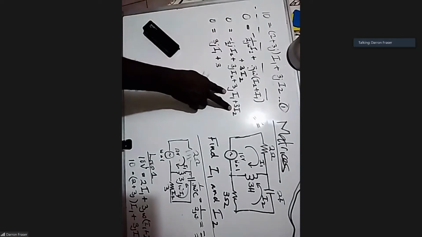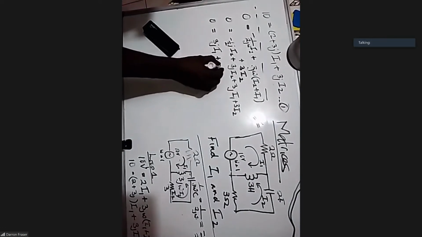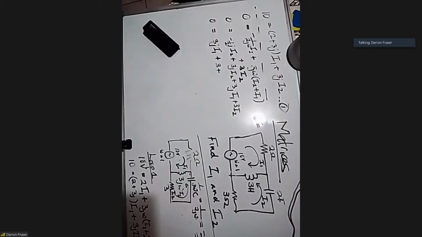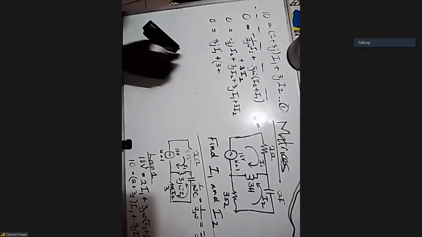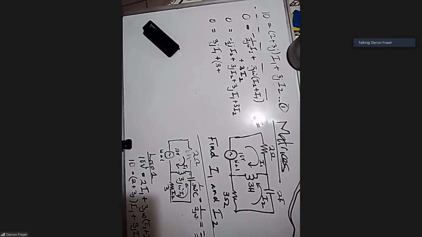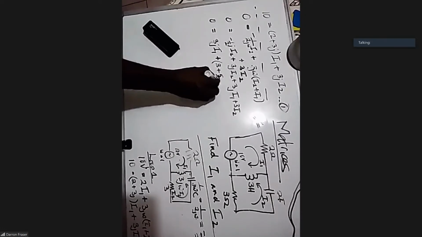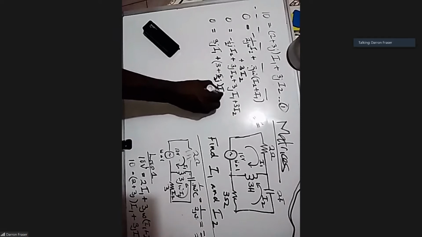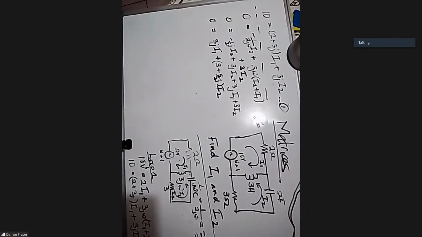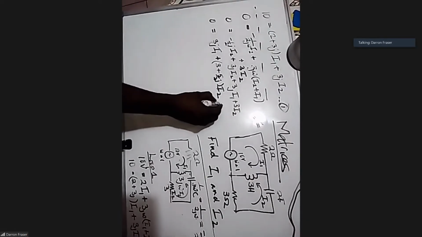So this is going to be plus 3 minus a half, which is 6 upon 2 minus 1 upon 2. So that's going to be 5 upon 2 J I2. So that's our equation 2.